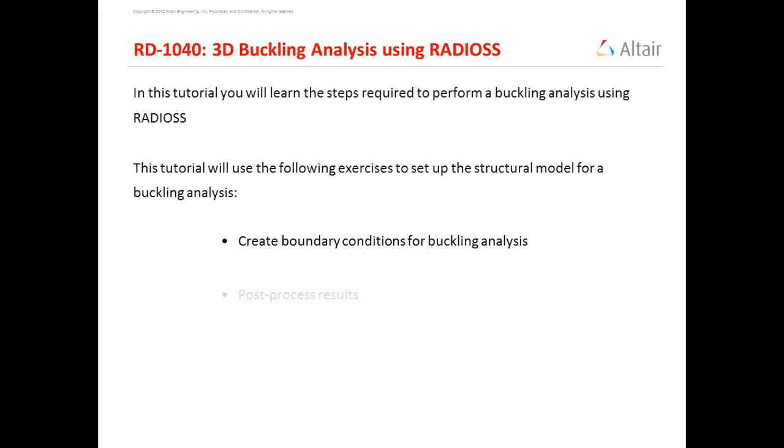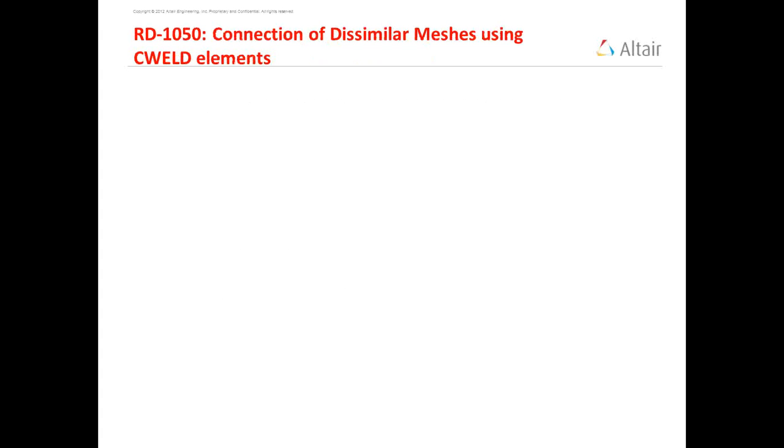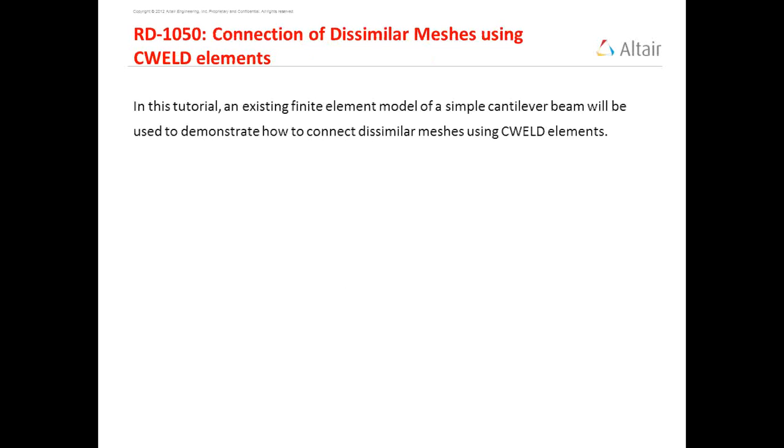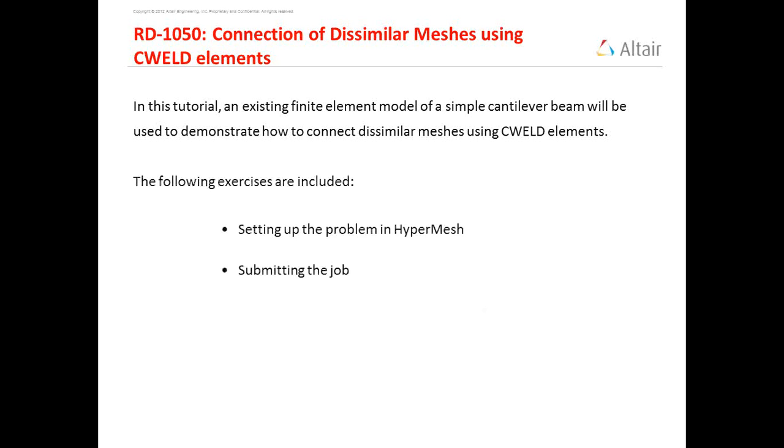Now we'll move to the next tutorial, that is connection of dissimilar meshes using C-weld element. So in this tutorial, an existing finite element model for a simple cantilever beam will be used to demonstrate how to connect dissimilar meshes using C-weld element. So this exercise includes setting up the problem in HyperMesh, submitting the job, comparing results with the control example.